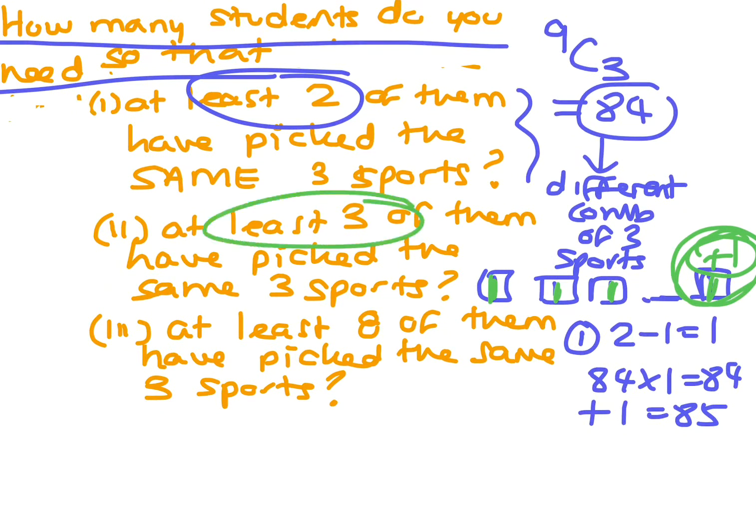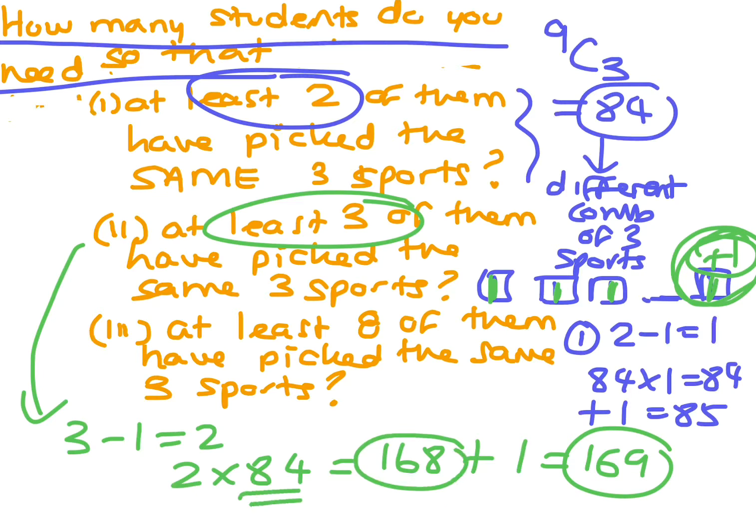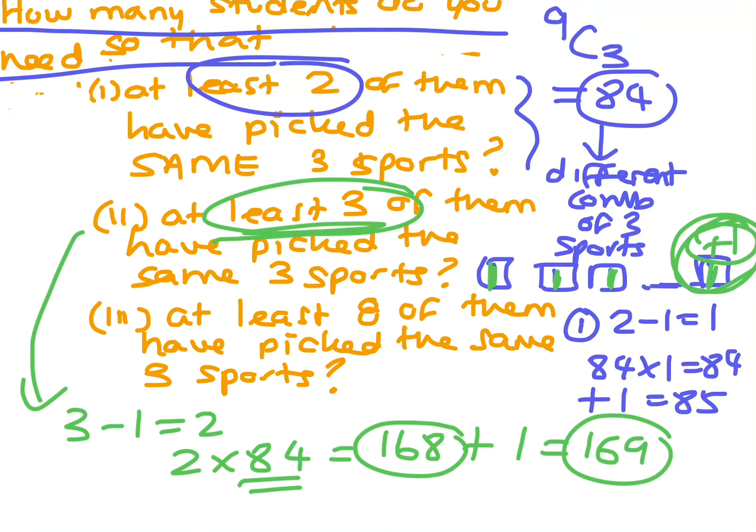So if you want them to have at least 3, well, the step is you go 3 minus 1. That means you choose 2 from each combination, so 2 lots of 84, which is 168. You only then need to add 1 more and choose 169 people. And one of those people will have exactly the same 3 sports as one of the other 84 combinations. But there's going to be 2 people with each of those, plus 1 more, which will guarantee at least 3 of them have picked the same 3 sports.